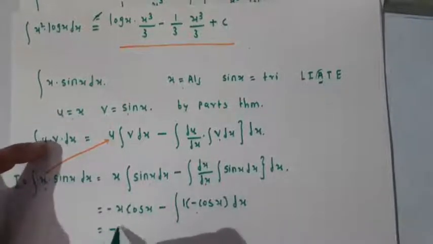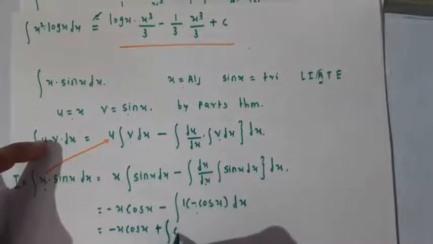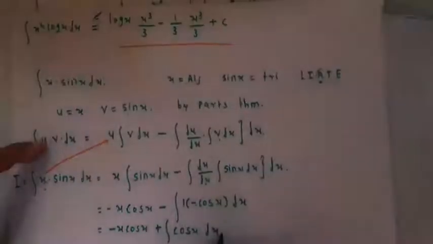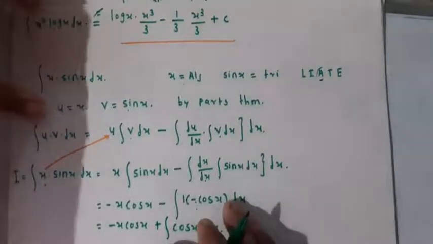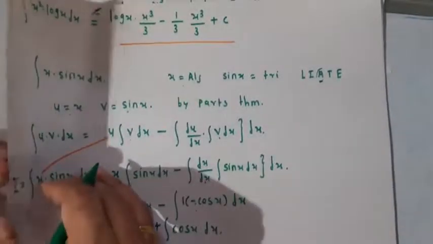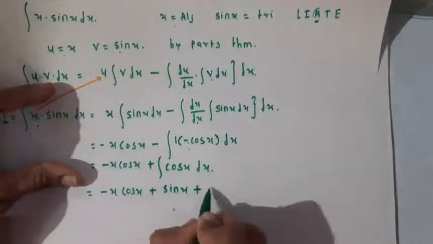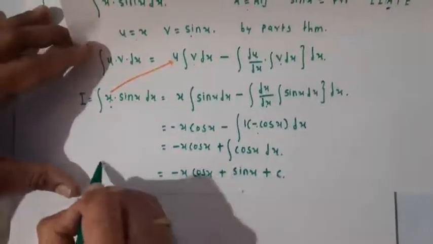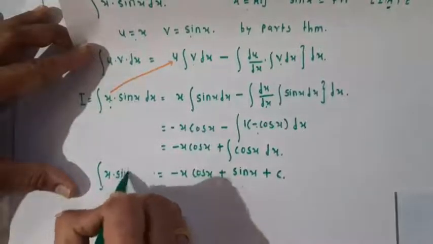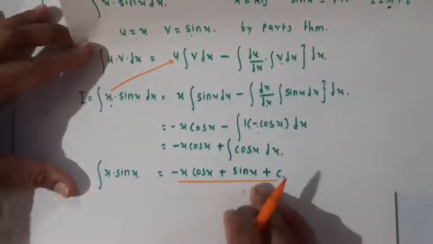And now minus x cos x, minus minus becomes plus, integration of cos x with respect to x. And this is minus x cos x plus integration of cos x, and you know that integration of cos x by direct formula is sin x plus constant of integration c, and this is the integration of x into sin of x. Okay students, in this way we have to solve the problem.